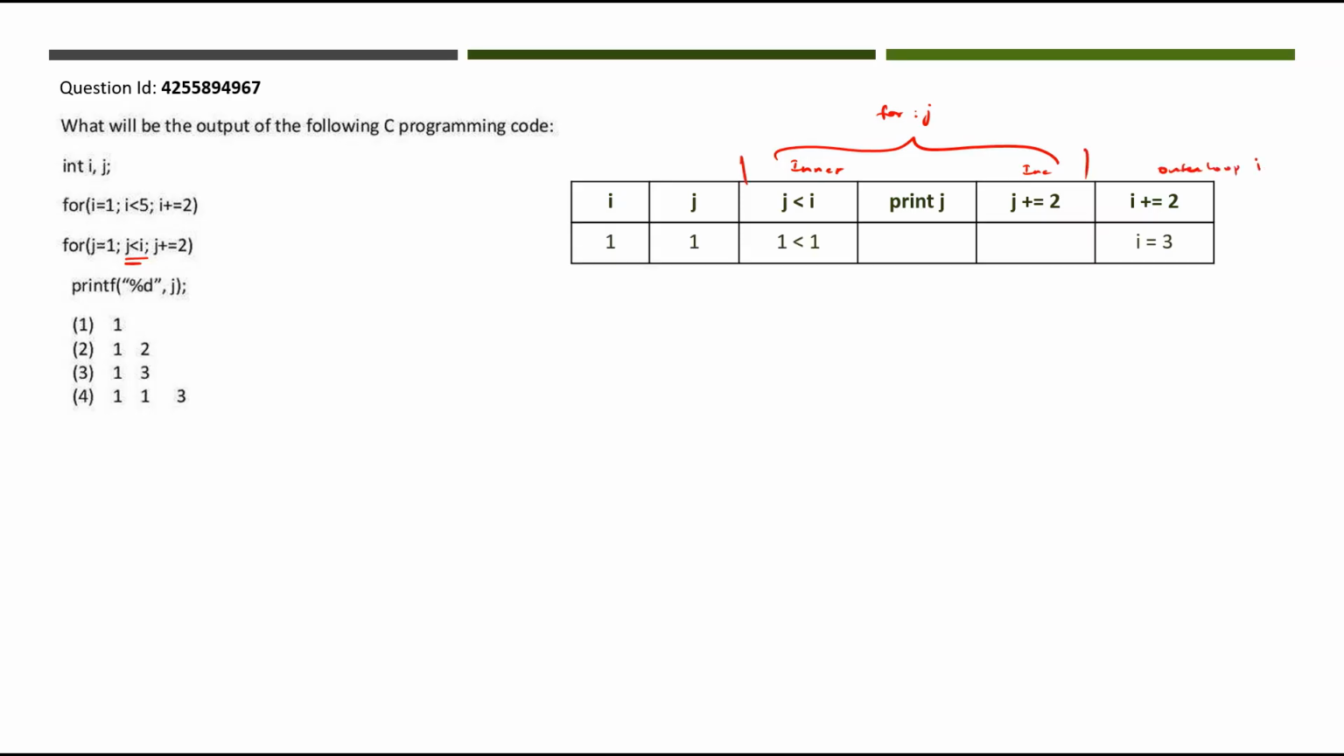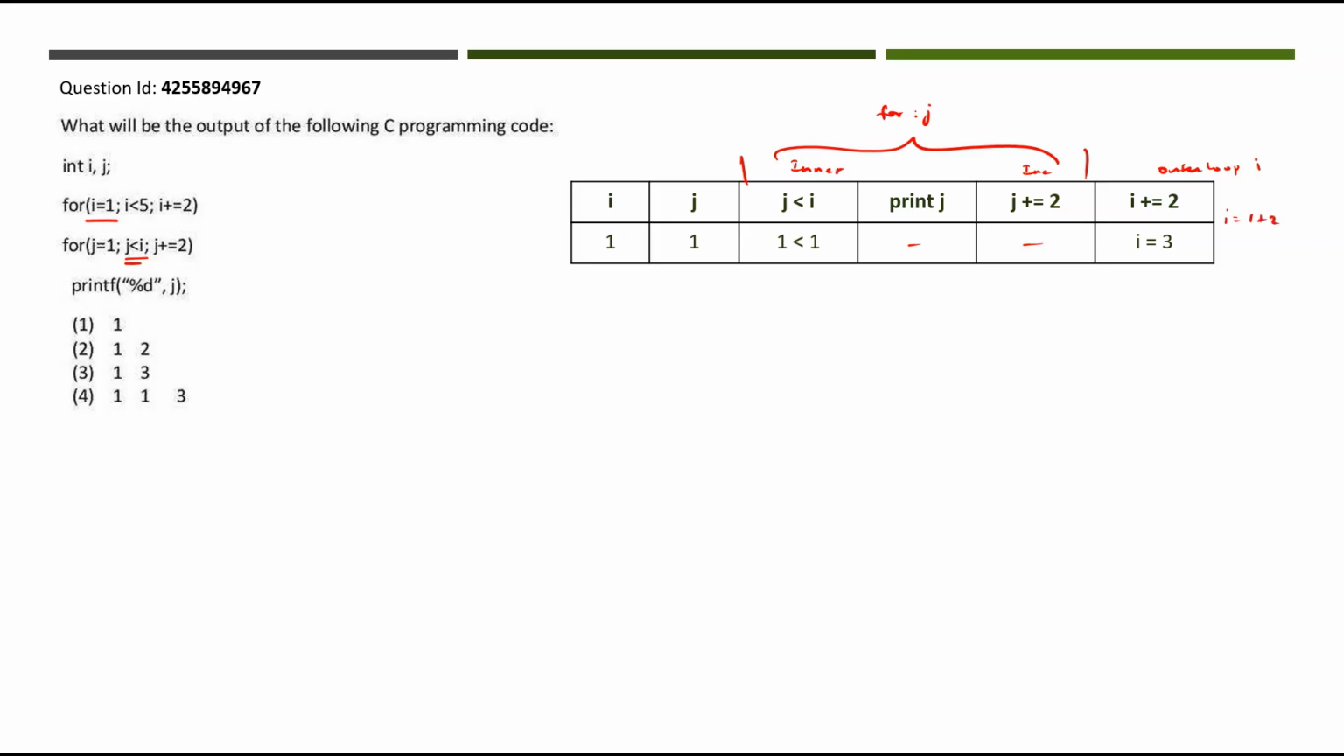Now we will start with i = 1. So once i = 1, you have to start from j = 1. So it is 1 here. 1 < 1 is false. So when it is false, it will exit out of the loop and nothing will be printed and nothing will be incremented. Now we have to increment the value of i. i = i + 2. i + 2 is 1 + 2, which is equal to 3.